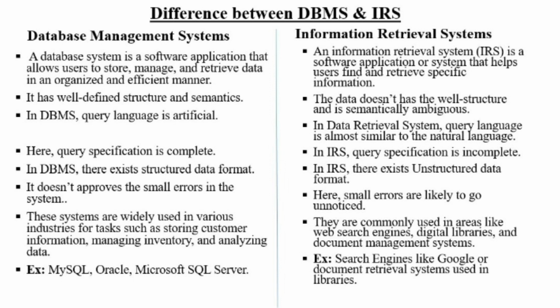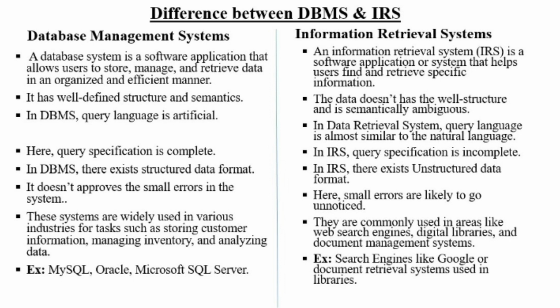Then the DBMS doesn't approve small errors in the program. In the sense, even if the errors are small, it doesn't approve. In the sense, it doesn't execute and retrieve the information for the user's query. Whereas in information retrieval system, small errors are likely to go unnoticed. In the sense, in search engines like Google, Chrome, etc. So even though the query has some spelling mistakes or is incomplete, this system tries to retrieve the data.